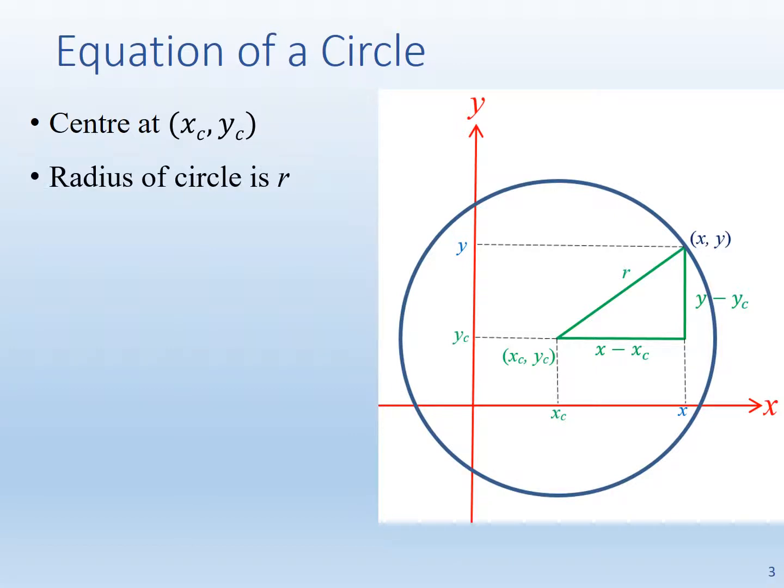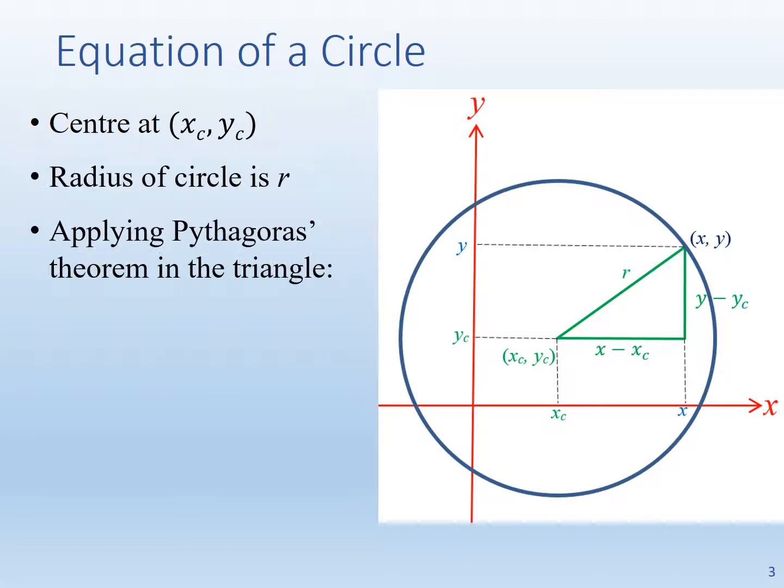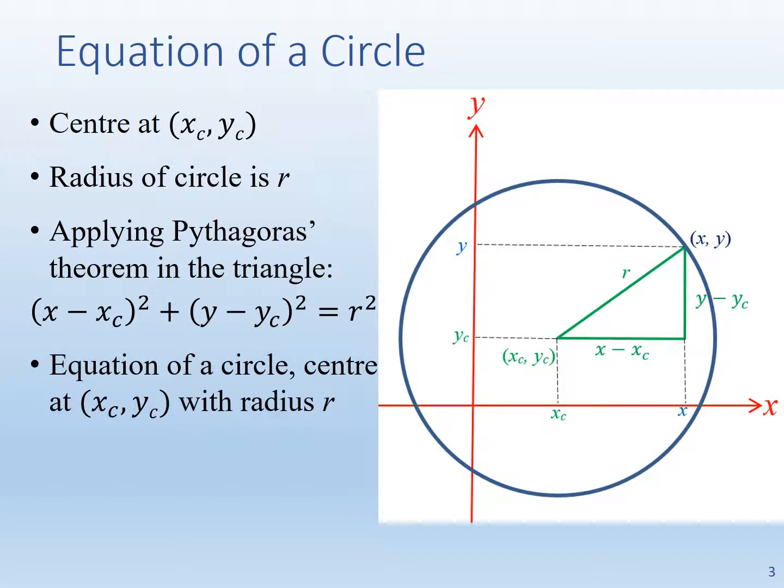Let's move the circle now so its center is at (xc, yc). Then the radius is still r, and we can apply Pythagoras' theorem to this right triangle. The hypotenuse is r. This length here is x minus xc, so it's x less this much. And similarly, in the triangle we have y minus yc. So applying Pythagoras' theorem, we get the equation of the circle with the center at (xc, yc) and the radius of r.